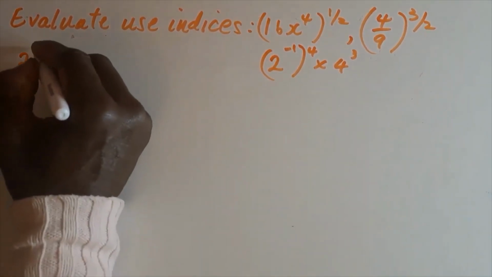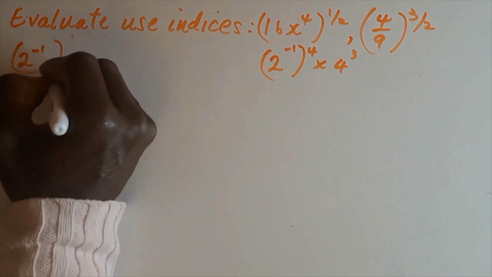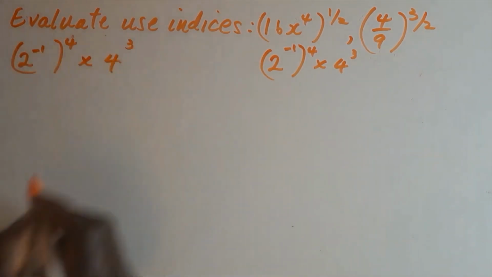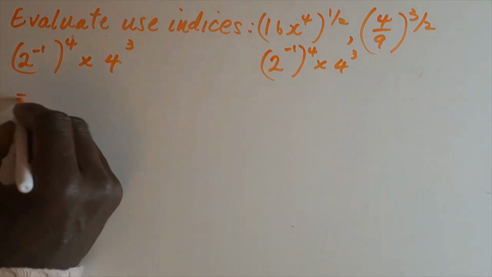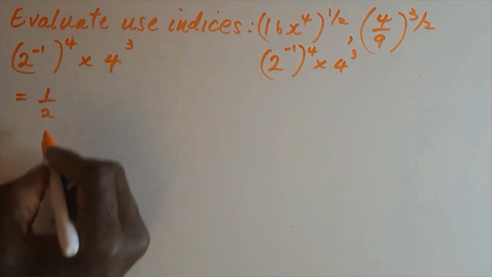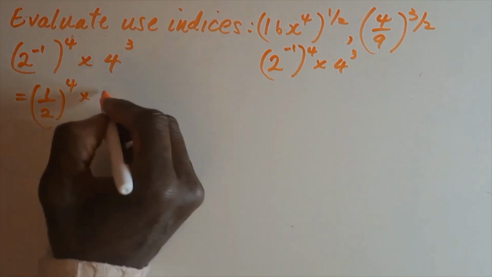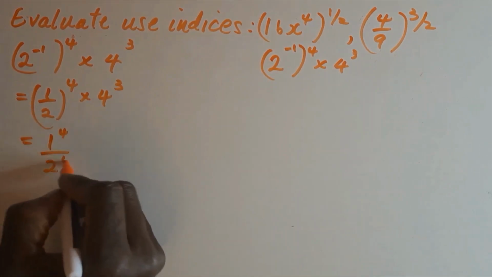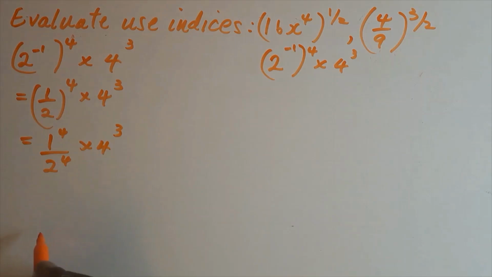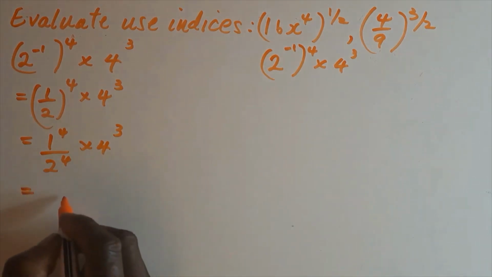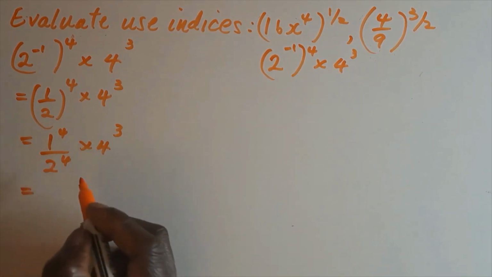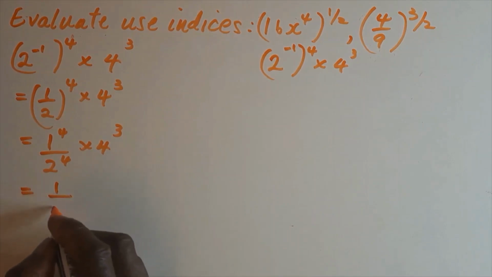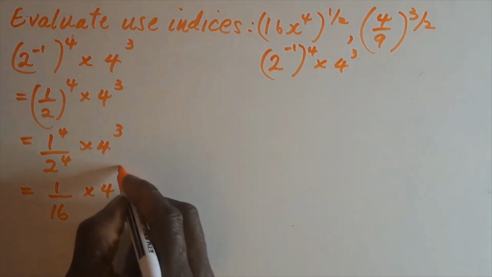Now the last one, 2 raised to -1, to the 4th power, times 4 to the 3rd power, cubed. You can write this as a half, and this is raised to the 4th power times 4 to the 3. That means 1 to the 4th power over 2 to the 4th power times 4 cubed. 1 to the 4th power is 1, and this becomes 1/16 times 4 to the 3rd power.